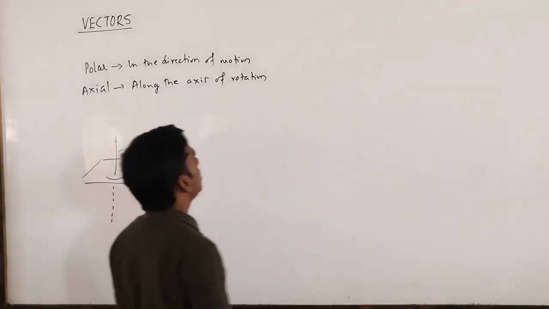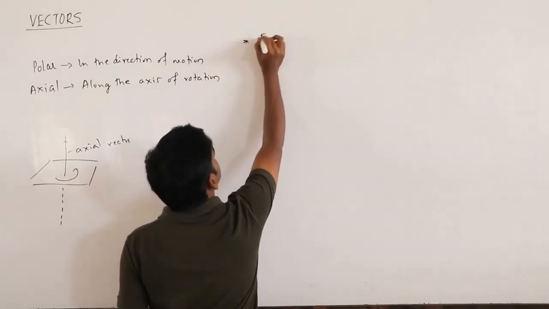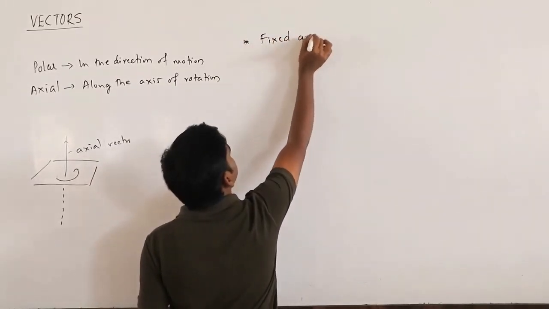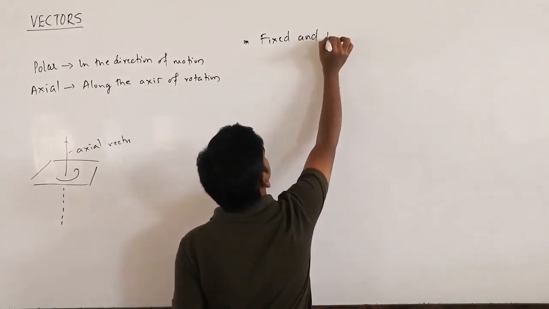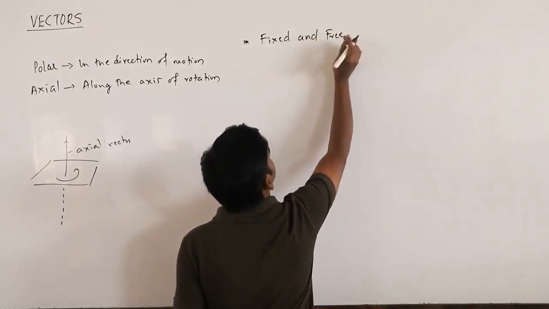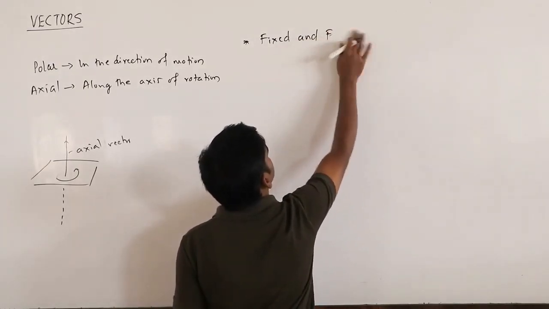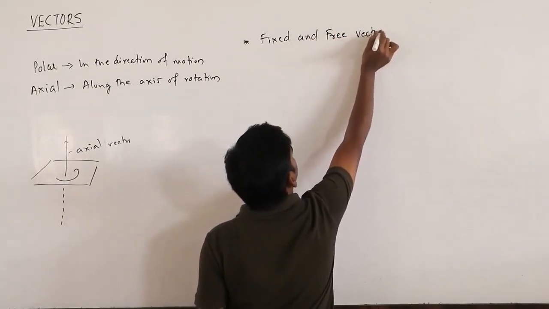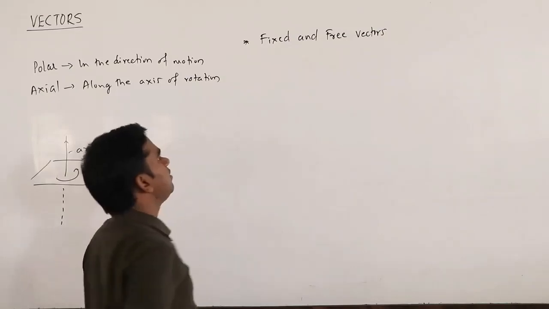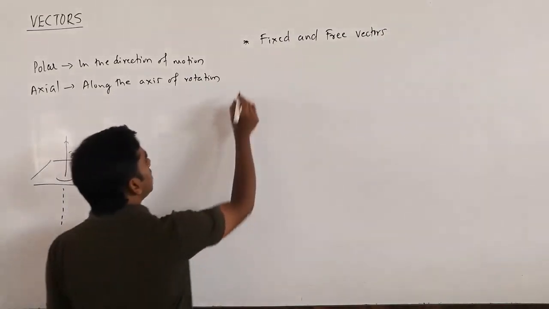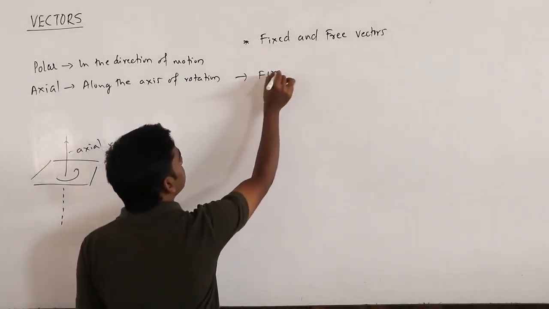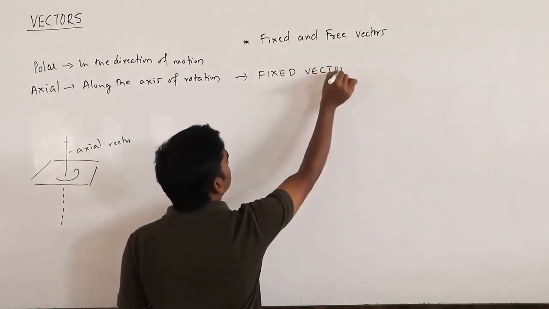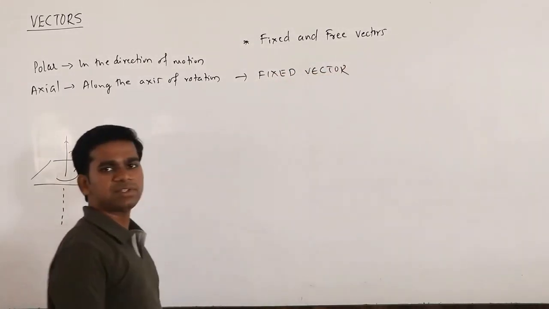Very important again, the fixed or free vectors. So you can say fixed and free vectors. Okay, so what exactly are fixed and free vectors? First one, the fixed vector. So what do you mean by the fixed vector?